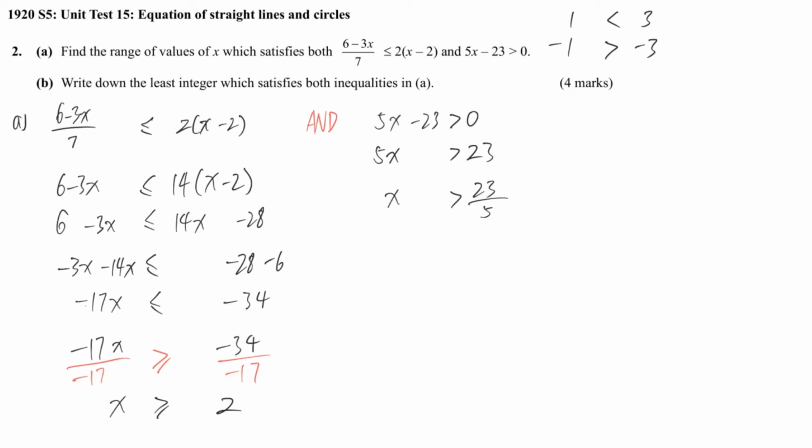Again, 5 is positive, so no need to change the direction. This is the conclusion for the second one. Now we are going to consider these two requirements together by using "and" and see whether we can simplify the expression.